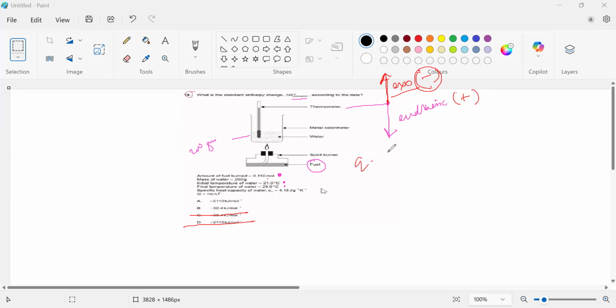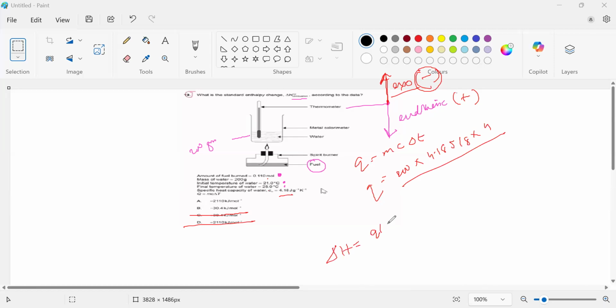Q is equal to mc delta T. Isn't it? M is how much? Tell me. M is the mass of water, 200 grams. What is the specific heat capacity? 4.18 joules per gram. And how much is the delta T? 4. Is it clear? Q is this. Now, if you want to go to delta H, it is what?